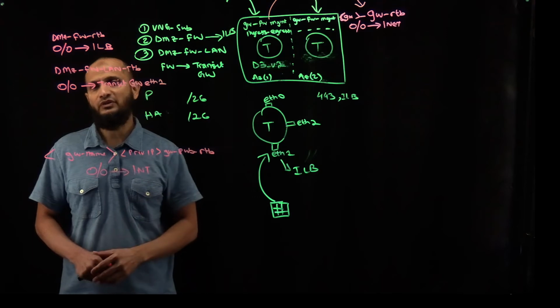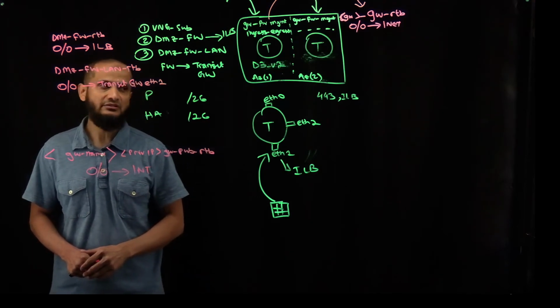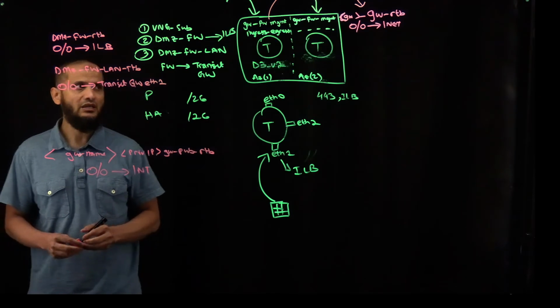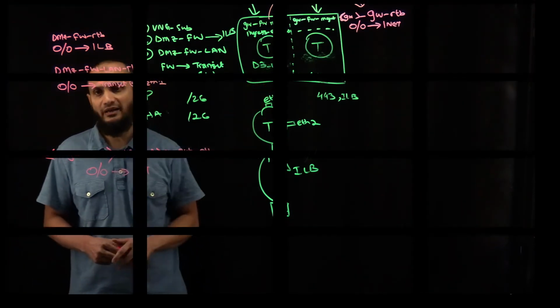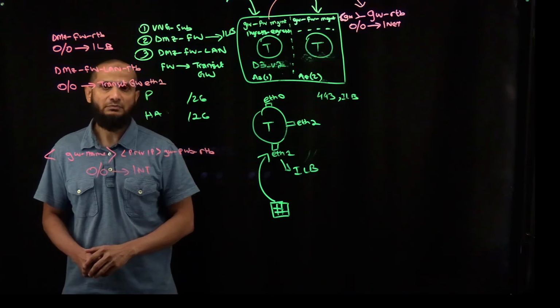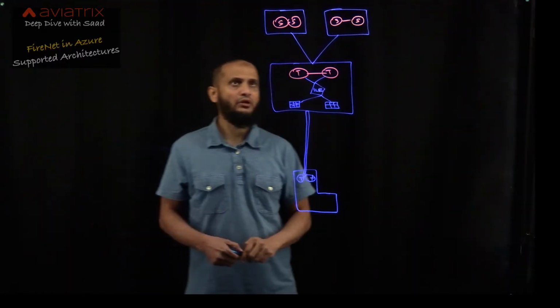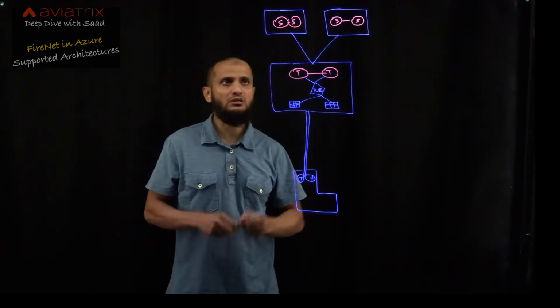So at the time of the Transit FireNet gateway creation, Aviatrix controller also deploys a standard load balancer or an ILB in the Aviatrix Transit FireNet. Now let's talk about the supported architectures. So this is the architecture where Aviatrix spoke.